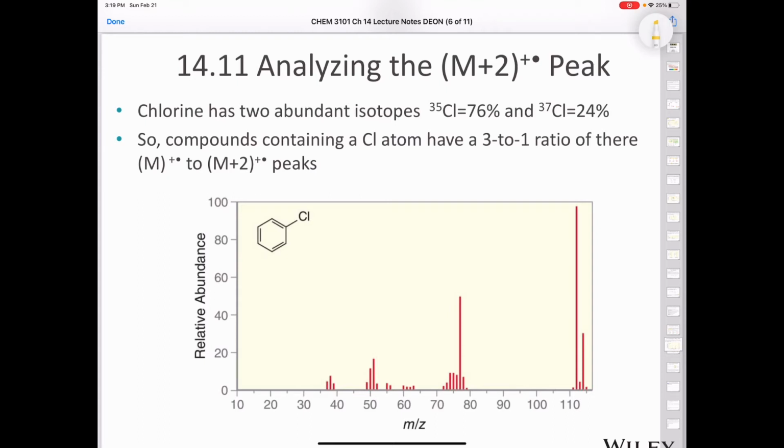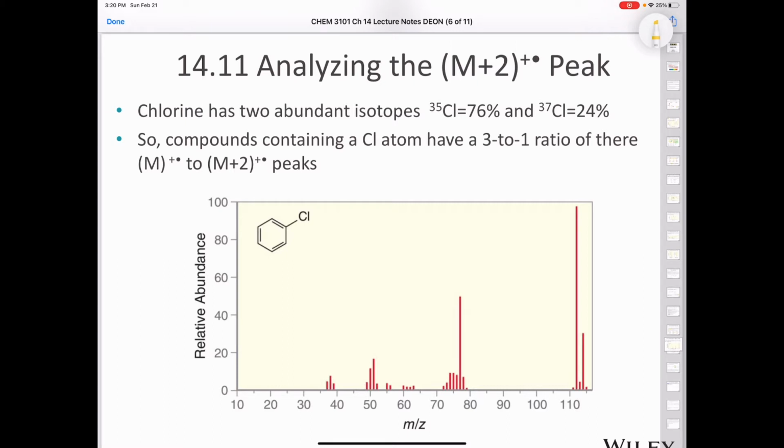Most elements have only one dominant isotope. For example, the dominant isotope of hydrogen is hydrogen-1, while deuterium and tritium represent only a small fraction of hydrogen atoms. Similarly, the dominant isotope of carbon is carbon-12, while carbon-13 and carbon-14 represent only a small fraction of carbon atoms.